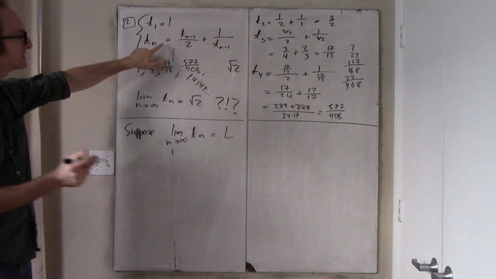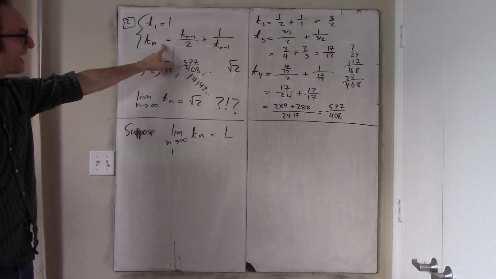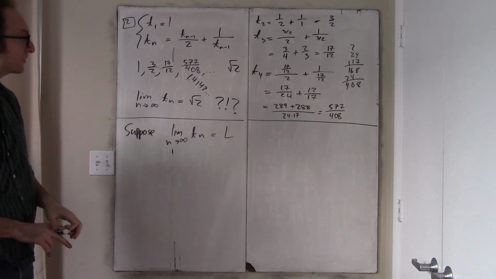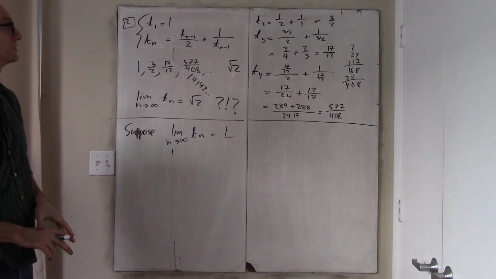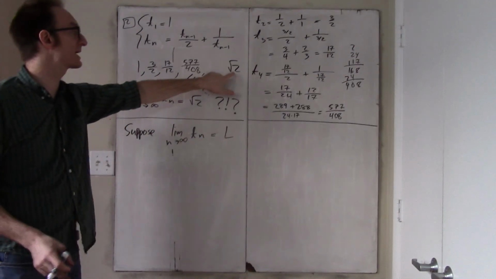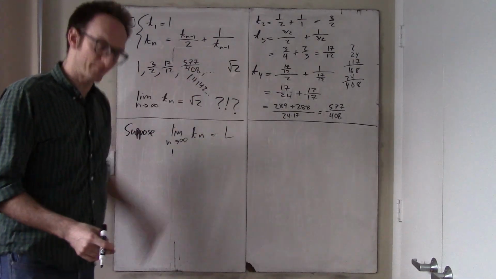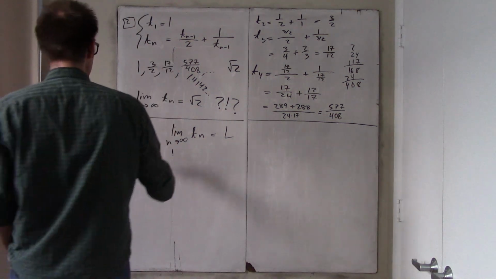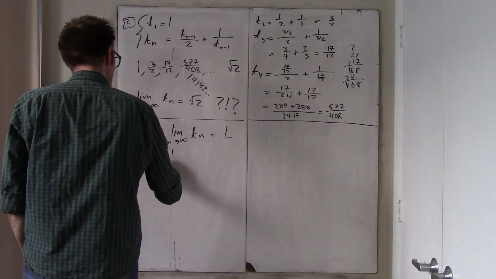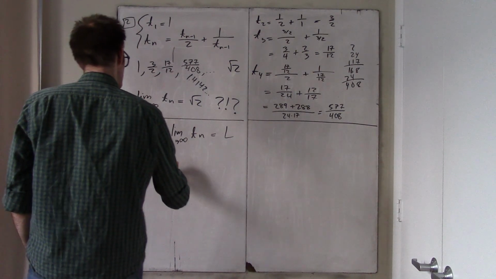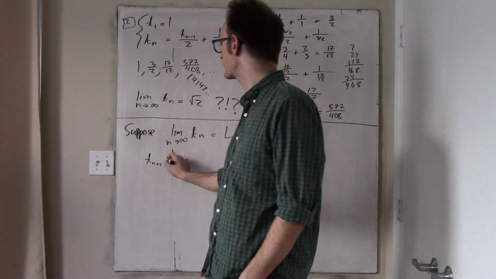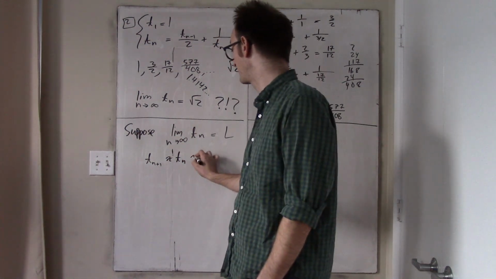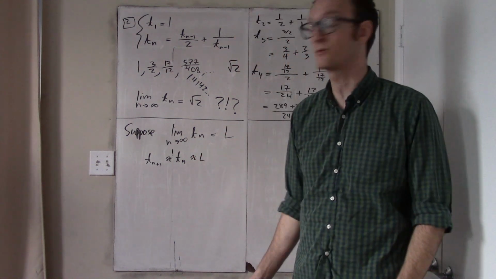And so, since this sequence was defined recursively, what we mean is that the terms are barely changing. So what we would expect, for example, is that for sufficiently large n, the n plus first term is essentially just equal to the nth term, which would also just be equal to L. That's what it means for this sequence to have a limit.